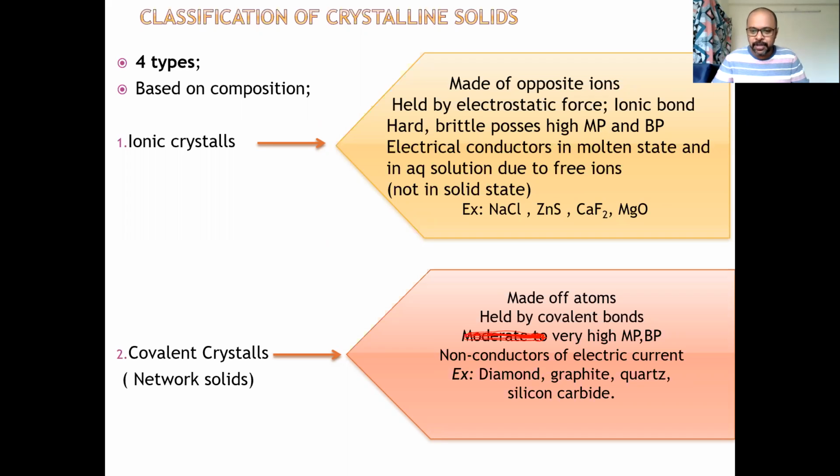If you don't take graphite, where do you place graphite? It doesn't belong to any other category, because it is made up of atoms and held by covalent bonds. Importantly, it is a covalent crystal, but that one property is not followed because it is an exception. Whatever we are taking here are general differences. In every case, it need not be the same. By and large, these differences hold good for the entire bulk of the examples.